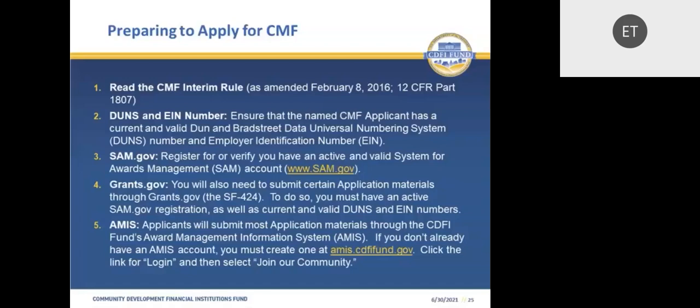Step number 4 is submitting the standard form 424 in grants.gov. To do so, you will need to have an active SAM.gov account, and you also will need to have current and valid DUNS and EIN number.